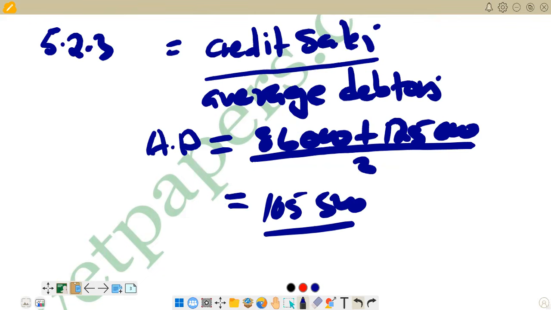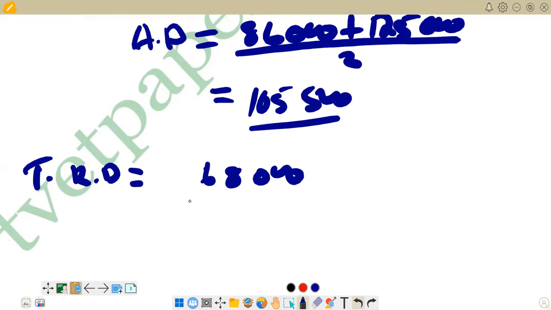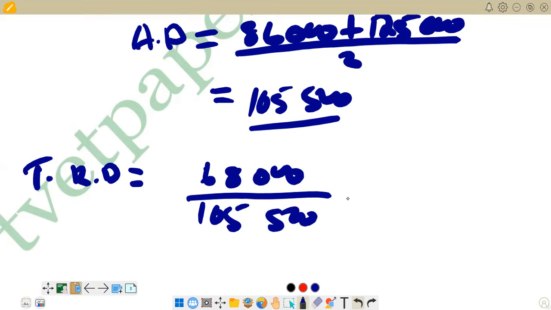Credit sales, remember, we found it there. It is 680,000. So for the formula for the turnover rate of debtors, we are now saying 680,000 over 105,500. And remember, we are going to leave the answer in the form of times. We are looking for the number of times that we are turning over, the number of times that the debtors are paying.